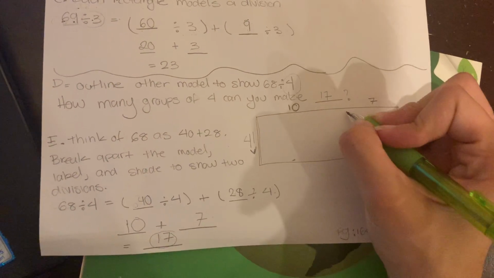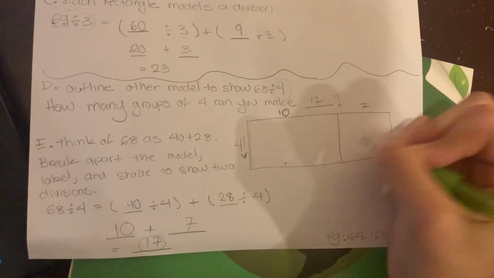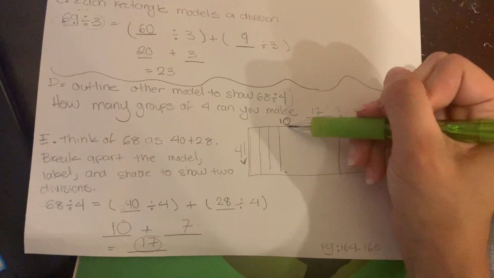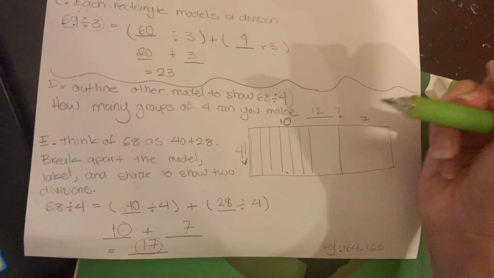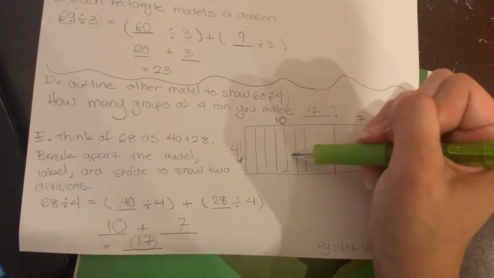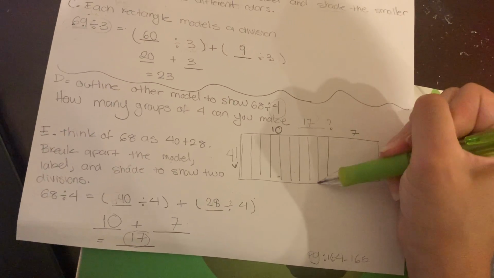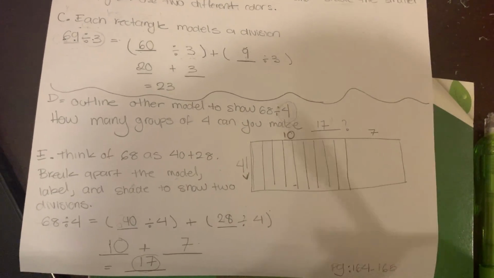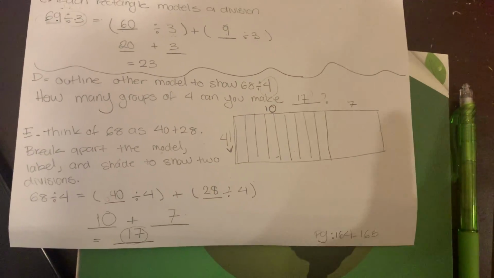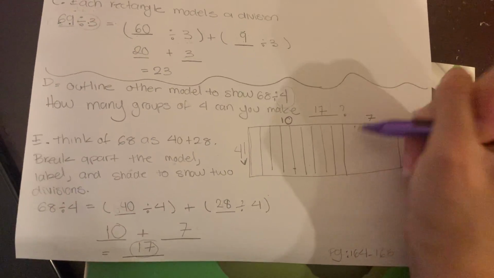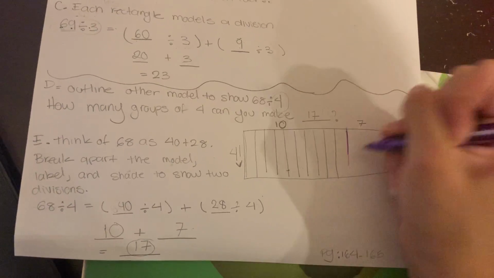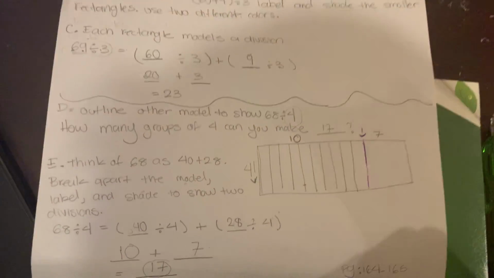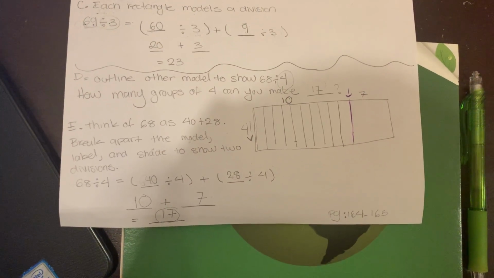You make 10. One, two, three, four. And you do this in different colors. So that is how you model. Now you have to do 7 down, using different colors. You have to do 7. So that is how you show your model.